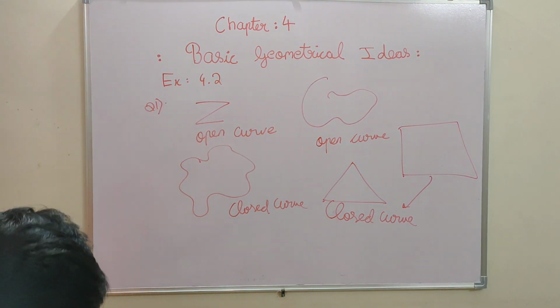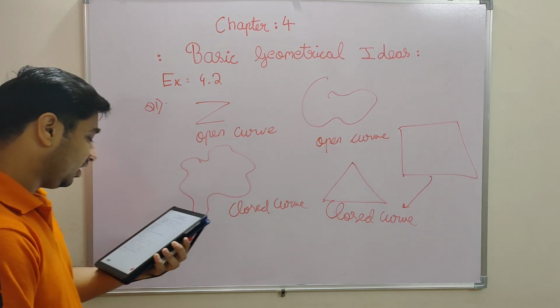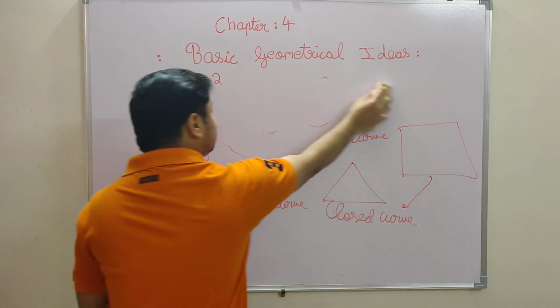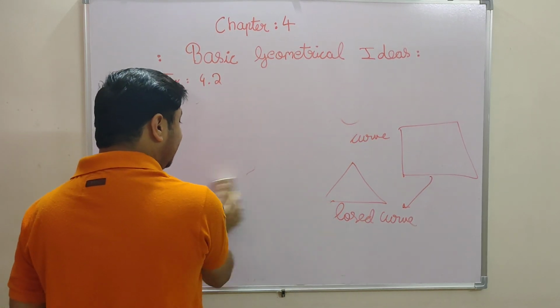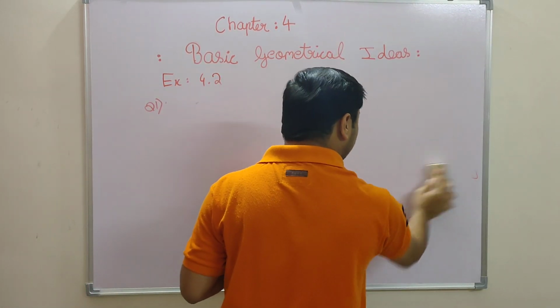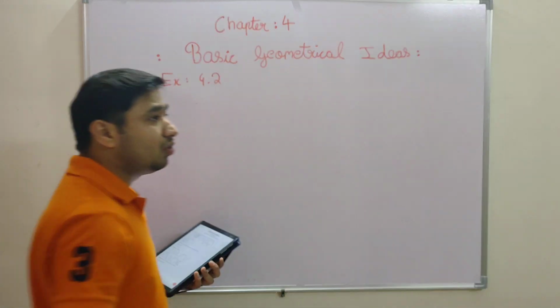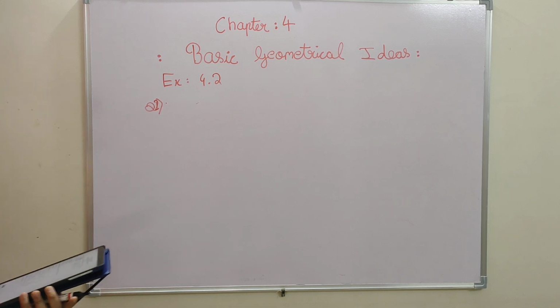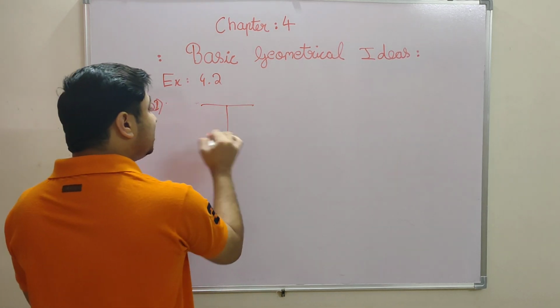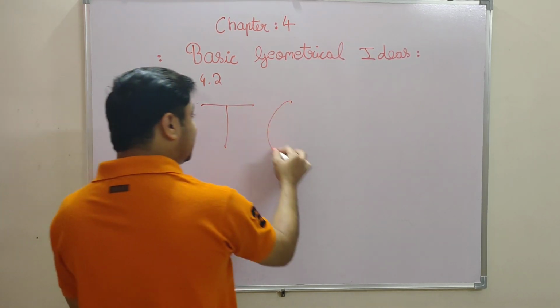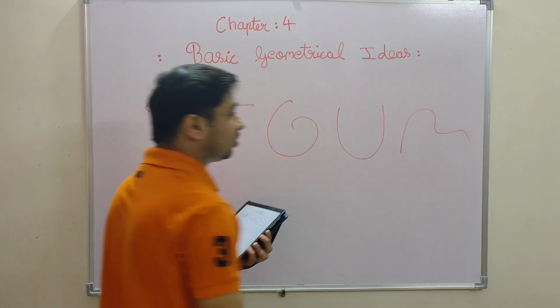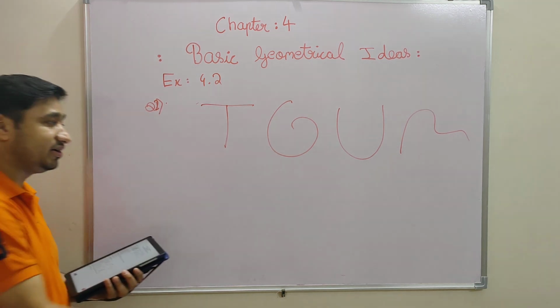Second question: draw a rough diagram to illustrate the following, open curve and closed curve. Now you have to draw by yourself. You know how to draw an open curve: the first and ending points are not connected. Like this one is open, this one is open, this one is open, because the first point and the last point are not connected.